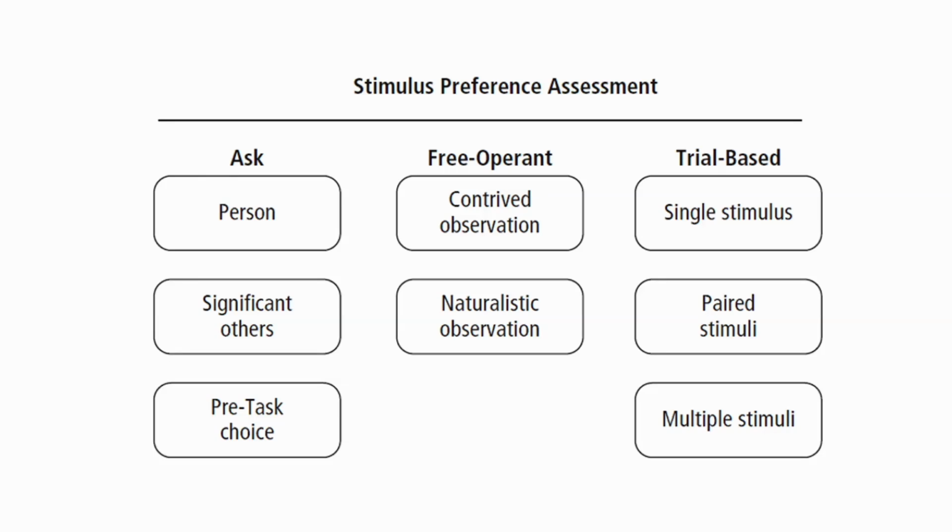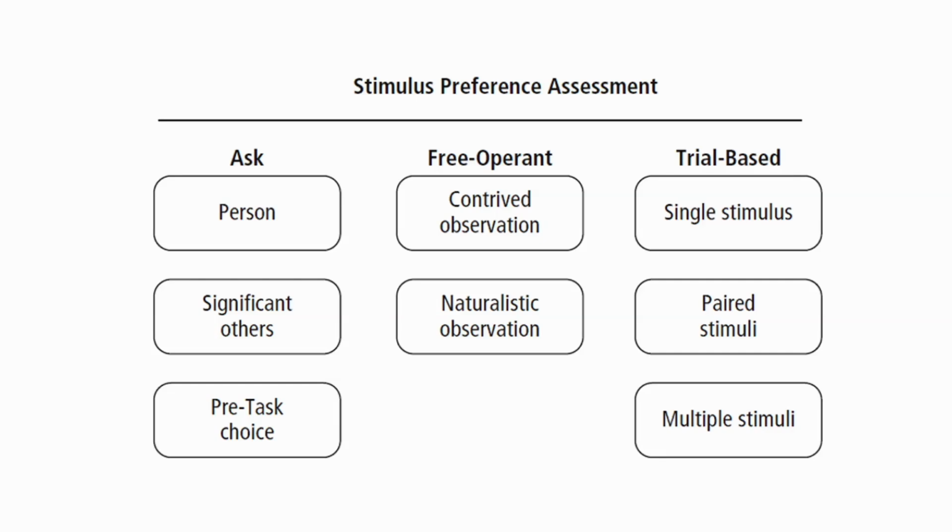Then we have our free operant stimulus preference assessments. And so we have this contrived observation, and that is where we put the items in close range of the person in sort of a controlled environment and watch what they naturally go to. And naturalistic is the environment is how it always is. You do not change it at all. You just see where they go, what they do, what they pick up, and what they're interested in.